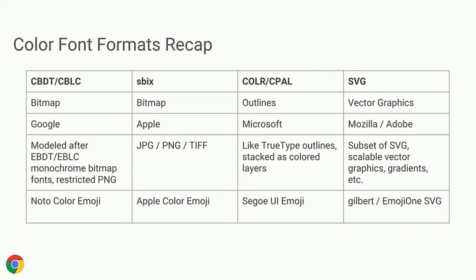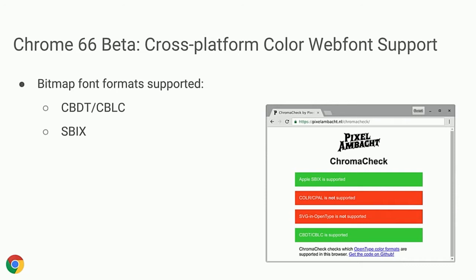So when I said we have FreeType in Chrome in the hybrid architecture, it means that we can now bring CBDT/CBLC and sbix to all Chrome platforms. So we're using FreeType's rasterizing and bitmap scaling features for supporting these two bitmap formats on all platforms. And shout out to Roel, who provided the Chroma Check test site. And you see here Chrome on Linux displaying support for Apple sbix and CBDT/CBLC.